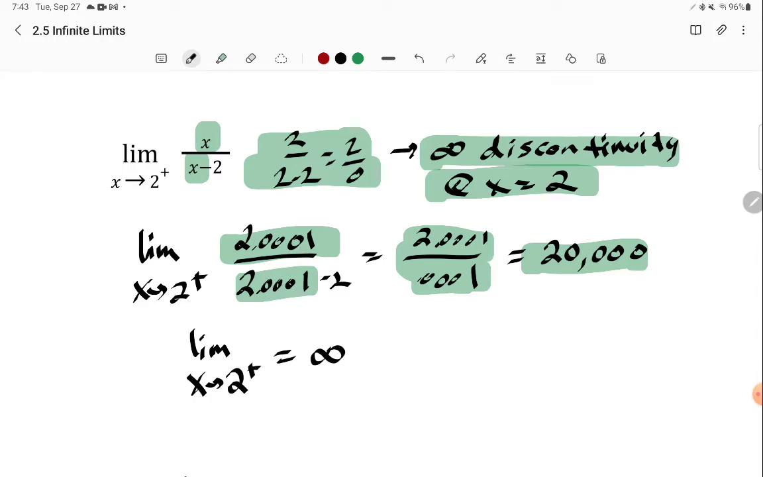Remember, the limit doesn't exist. This is just a statement that it's unbounded, but the y values are headed towards infinity, right? So we would still say that it's unbounded.